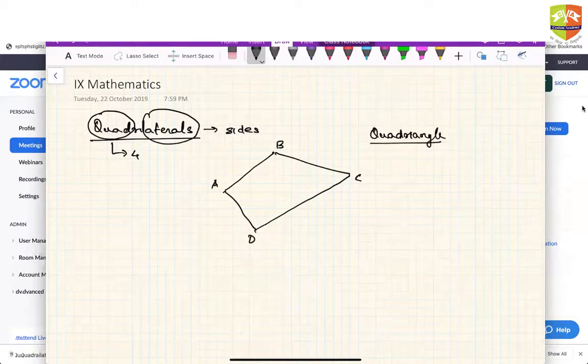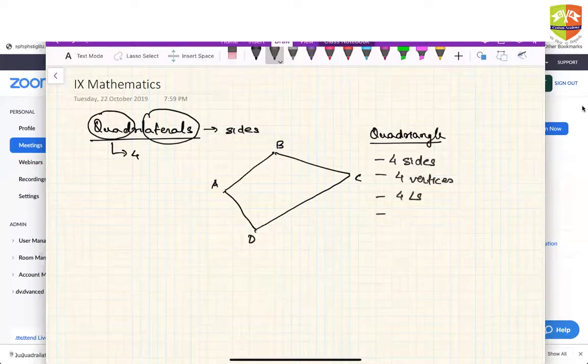Now, if you see, there are four sides. Let me just write: four sides are there, or four laterals, four edges, whichever name. Four vertices are there, A, B, C, and D, and four angles are there. There are also two diagonals, opposite vertices joined together in a quadrilateral. So these two diagonals are there.